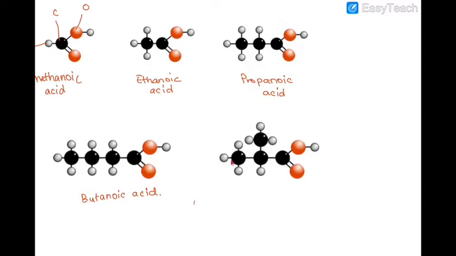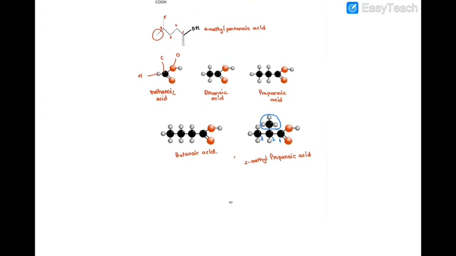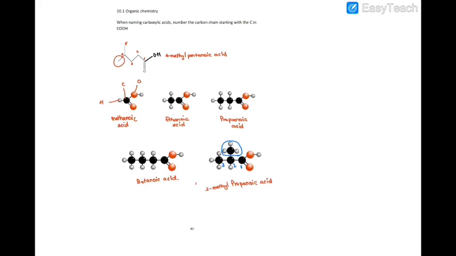This one is a branched chain, so you have to be careful. We are going to number it. We'll start with the COOH first. So 1, 2, 3, from the carboxyl group. And on the second carbon, you have a methyl side chain. So this is going to be propanoic acid, and the methyl is on the second carbon, so 2-methyl propanoic acid. So this was about carboxylic acids and their names.